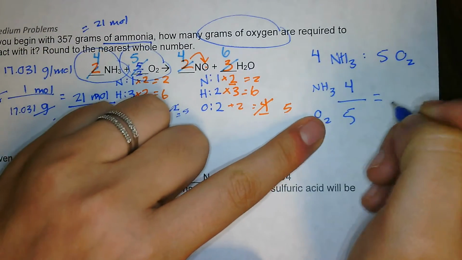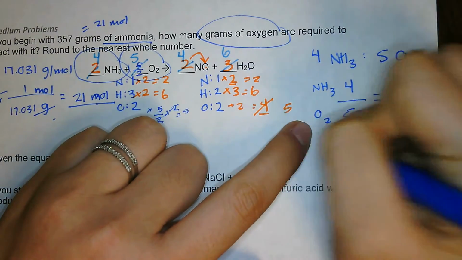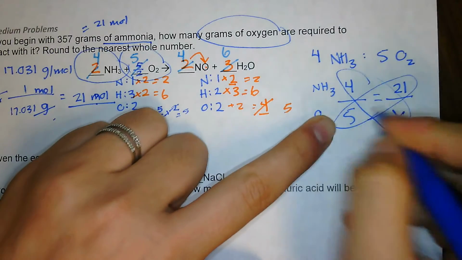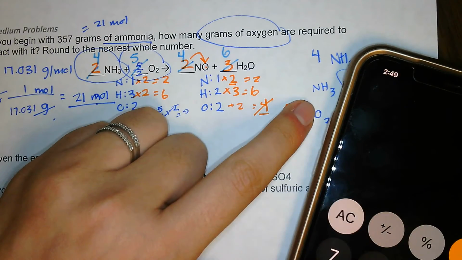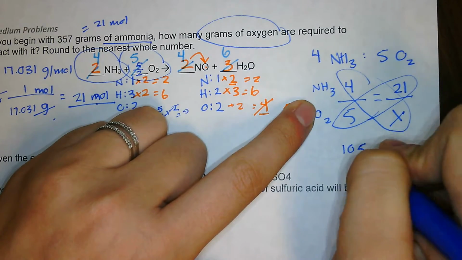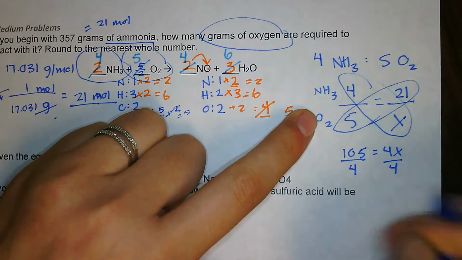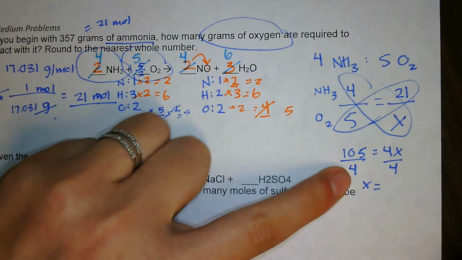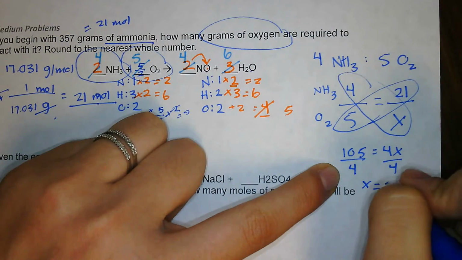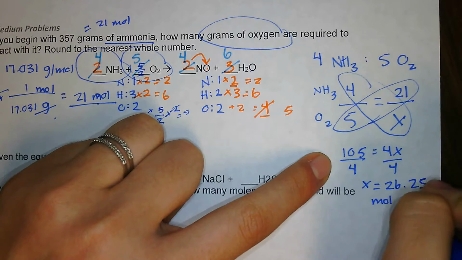So over here, I can put 21 moles of ammonia is equal to how many moles of oxygen? I can do my little butterfly multiplication. So 5 times 21, 105, is equal to 4x. Divide by 4 to solve for x. X will equal 105 divided by 4, 26.25. I have 26.25 moles of O2.